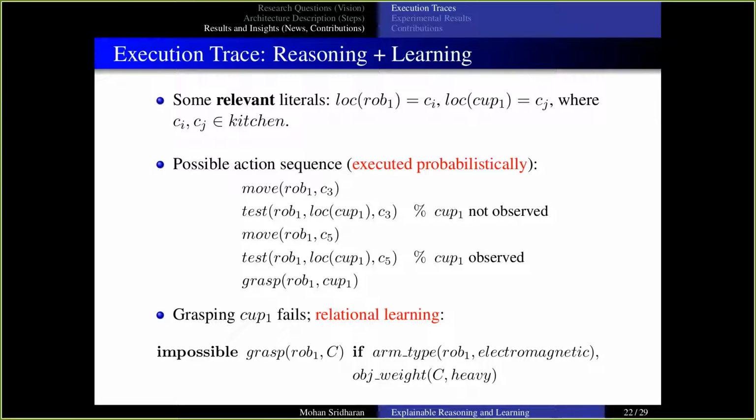And if it's not able to succeed and it fails, then it basically learns rules of the form that if I try to grasp an object, but the object is heavy and I have a particular kind of arm, hey, I can't do it. So I will know not to do so in the future.